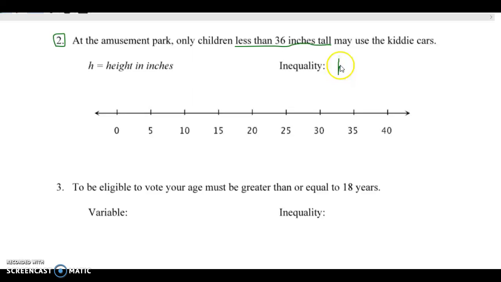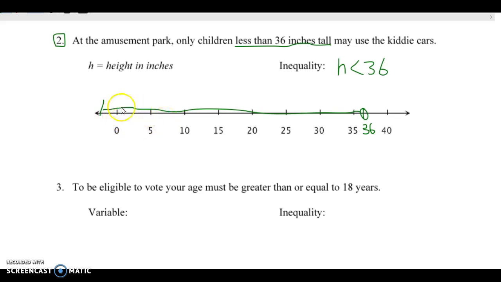So the height of children has to be less than 36 inches to use the kiddie cars. So here's 35. 36 is somewhere over here. So let's say that's 36. Okay. It is less than, so open circle at 36. And let's shade anything less than 36.